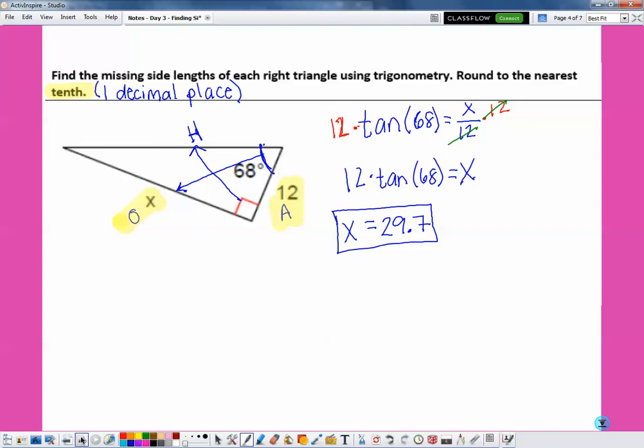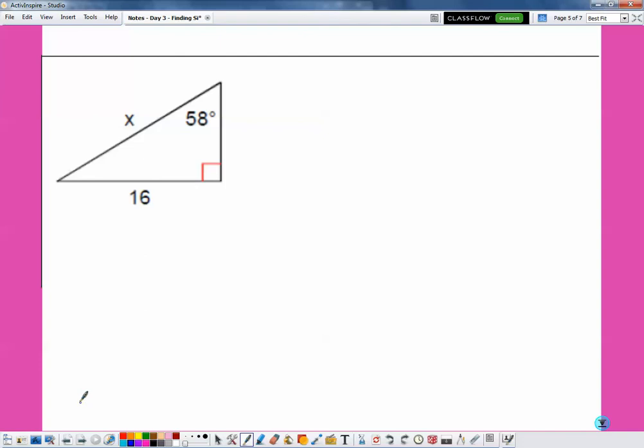Let's look at another one. Which angle are we going to choose? We're going to choose the 58 because we know it. Across from that is our opposite. Across from the right angle is our hypotenuse. And the other sides are adjacent. What do we know? We know opposite and hypotenuse. O and H means we're going to use sine.